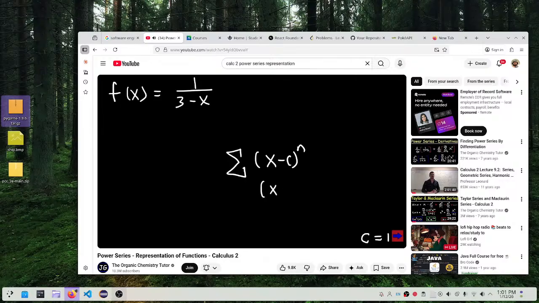Now let's go back to the original function, 1 divided by 3 minus x. And let's write the power series representation when c is equal to 1. So we need to put it in this format, that is x minus c raised to the n. And so that's going to be x minus 1 raised to the n power, or some sort of variation of that.